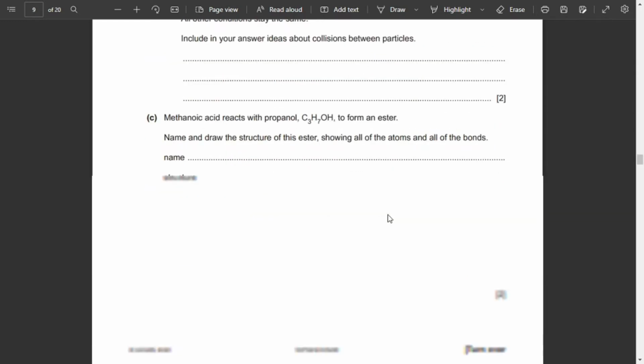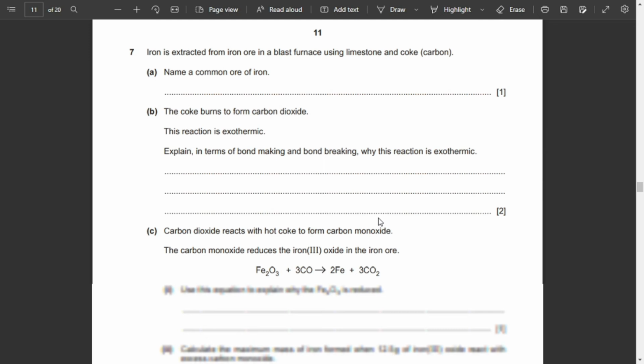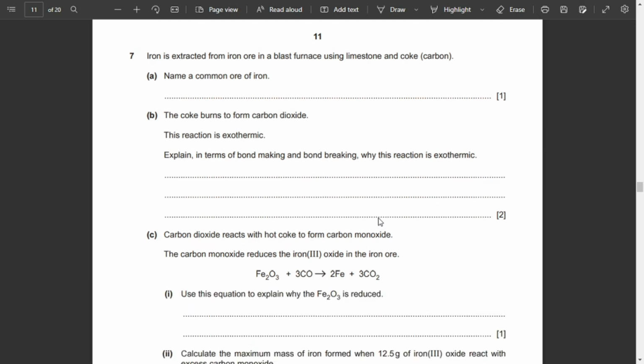Moving on to question number 7. Question number 7 says, iron is extracted from iron ore in a blast furnace using limestone and coke, that is carbon. Name a common ore of iron. A common ore of iron that is studied in our syllabus is hematite, so that's what you're supposed to write.